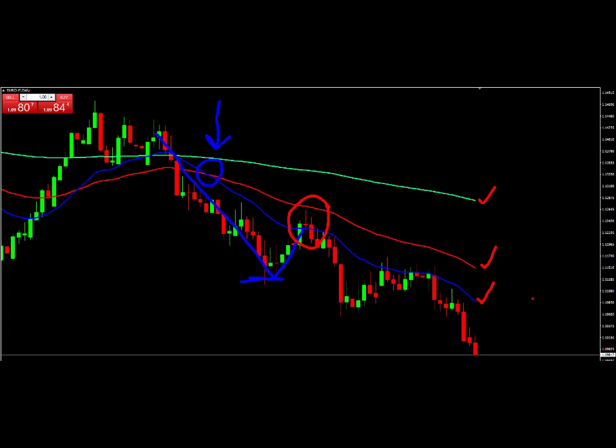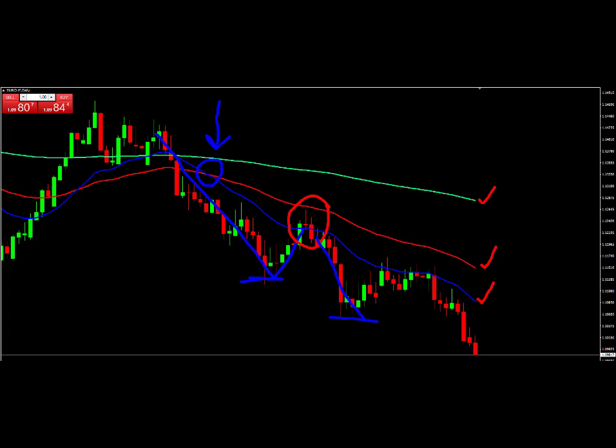And of course, the blue being the 20 is going to be closest to price, the 50 next, and the 200 further on. So we can see we have solid confirmation the market is trending to the downside. And of course, look what happens. Price rejects our blue 20 moving average, and we have the opportunity to sell.